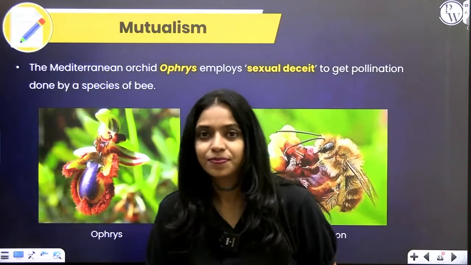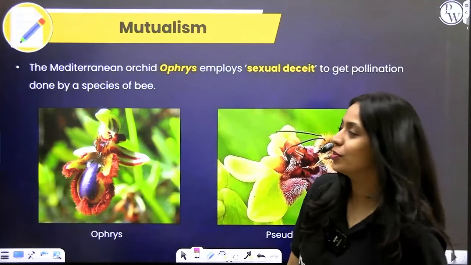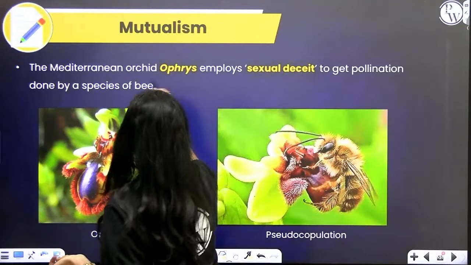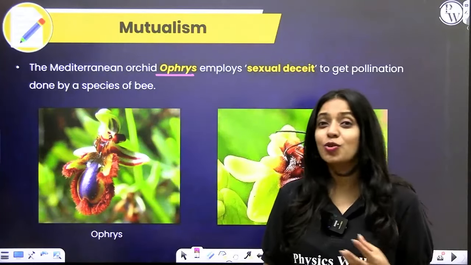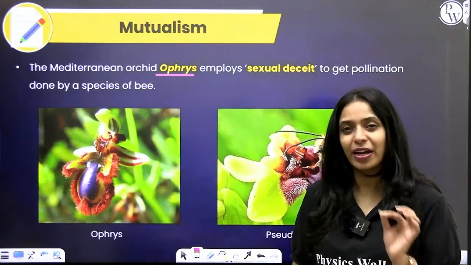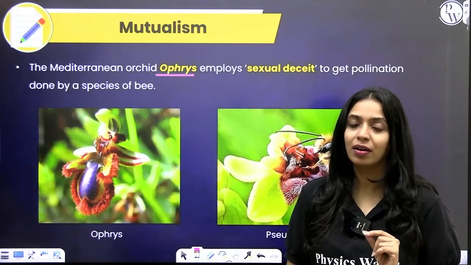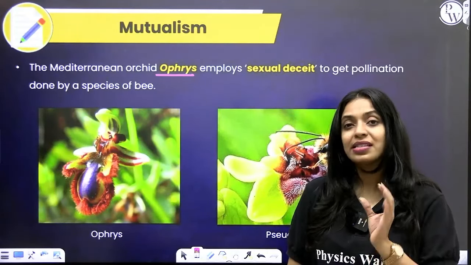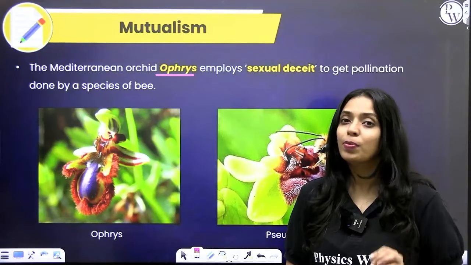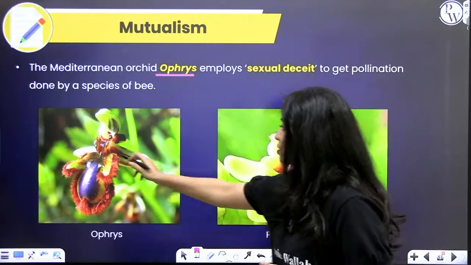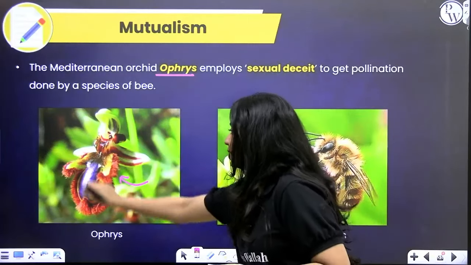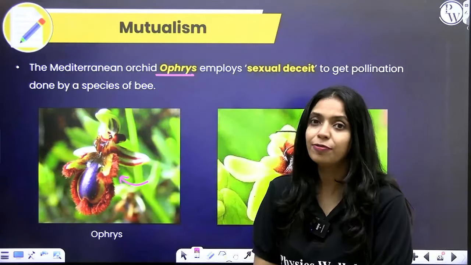plants cheat. Plants cheat. Example for that is an orchid. It's a Mediterranean orchid called Ophrys. This one will employ sexual deceit. What happens is, one of the petals in the flowers of this particular orchid will resemble the female of a bee. So the male will get confused and think that petal is the female. Here you can see, right? This petal resembles the female bee.